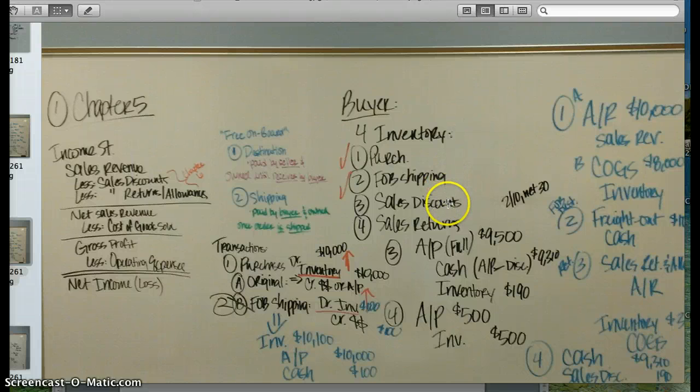Your purchase discounts will be an inventory account as well, because that lowers the overall cost of the inventory for the buyer. And then finally, purchase returns and allowances is also an inventory account, because if you return those goods back to the seller, as the owner slash buyer, you no longer own those goods.